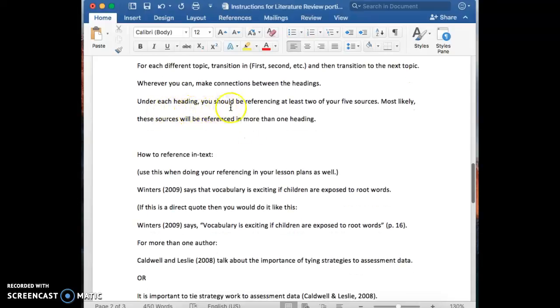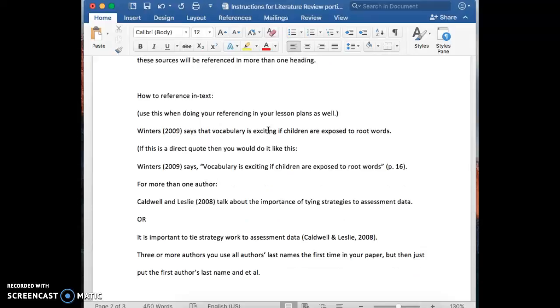And then under each heading, you should be referencing at least 2 of your 5 sources. So most likely these sources will be referenced in more than one heading. So for example, if you have a paper by Rosinski and he's talking about fluency, you may be addressing the Rosinski paper when you talk about using reader's theater as a strategy. But you may also be using Rosinski's paper when you're talking about why fluency is important to the area of comprehension.